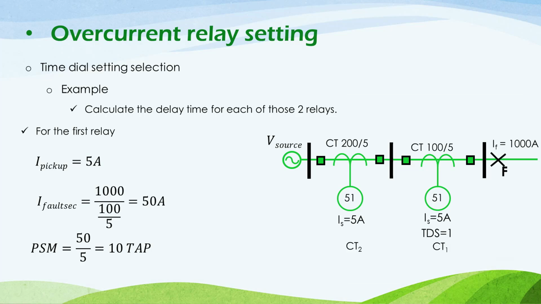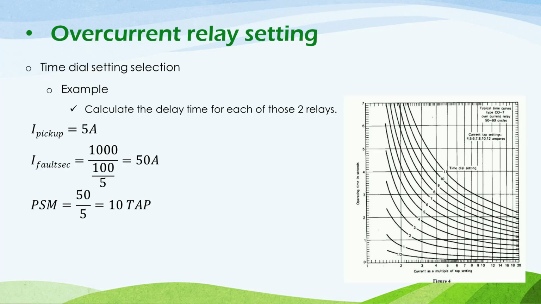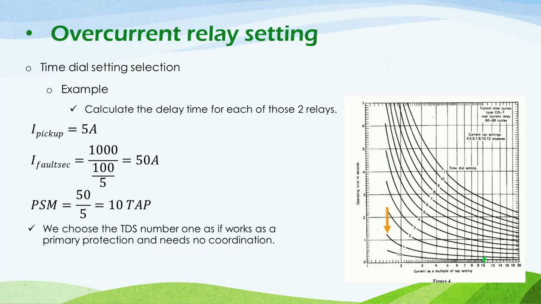And after that, we are ready to calculate the delay time, as we have 10 taps on the x-axis as a fault current, and we choose curve number 1 as the time dial setting is given in the example to P1. And here you can notice we are using a time dial that gives a smaller delay, as this relay will work as a primary protection.